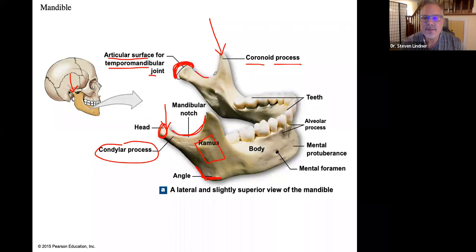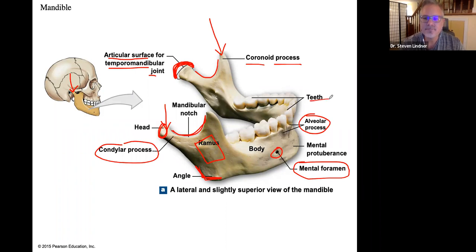So again, this is the mandibular notch. Here's the mental foramen. That's the hole. There's two of them. We have the alveolar process, again, of the mandible and the maxilla. Of course, you have the teeth.